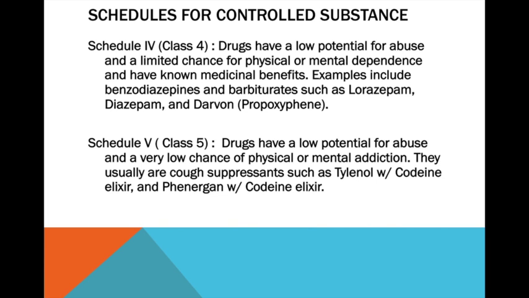Schedule 5 or Class 5 drugs have a low potential for abuse and a very low chance of physical and mental addiction. They usually are cough suppressants such as Tylenol with codeine elixir and Phenergan with codeine elixir.